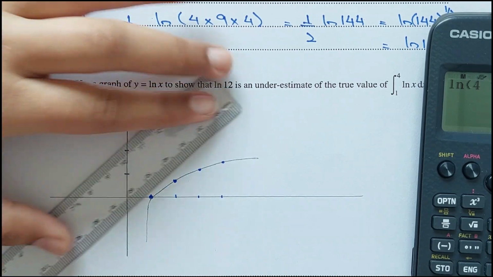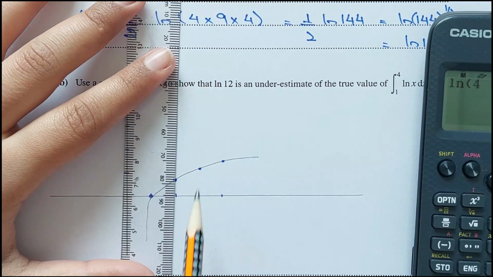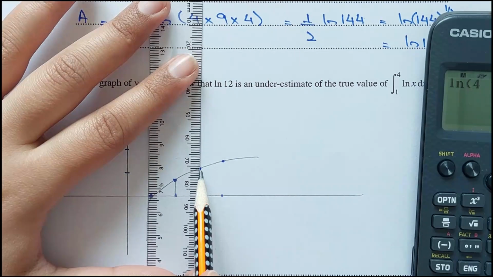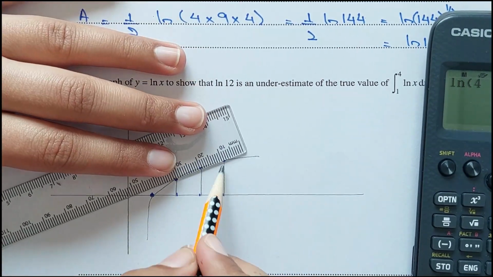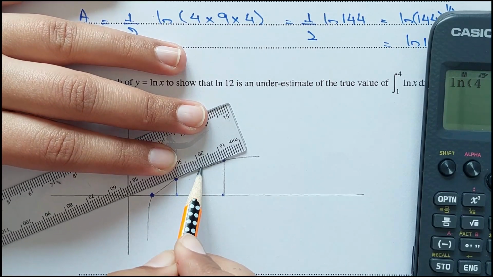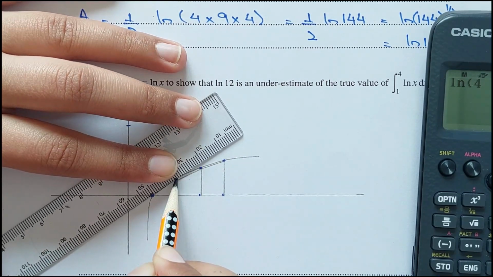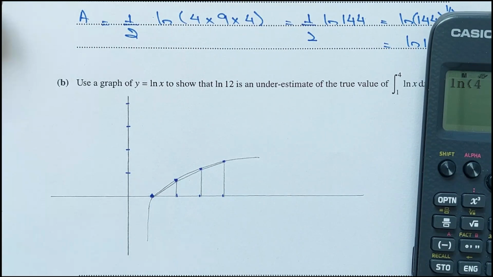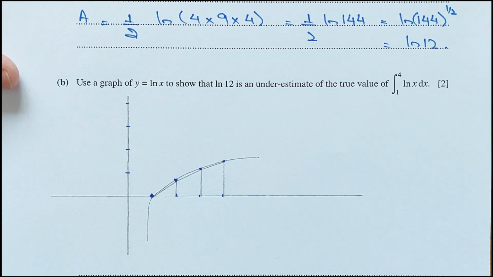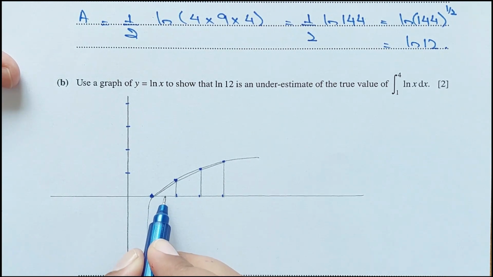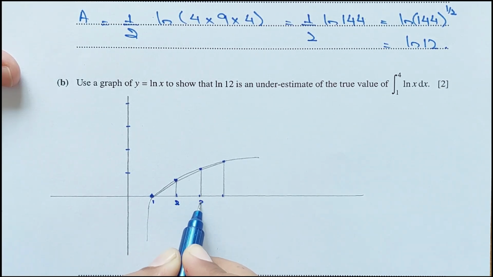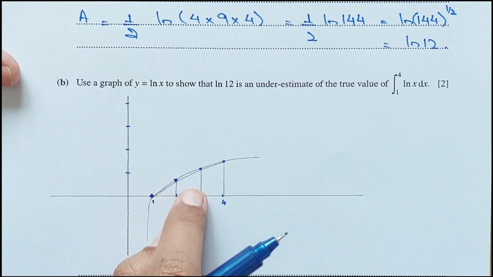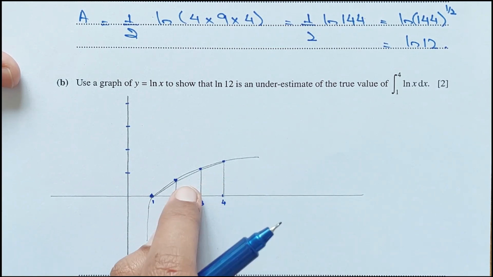So if we look at the trapezium, we are looking at 3 intervals, 1, 2, and 3. We have to find the area of each trapezium. This one for this trapezium and for this trapezium, right? Now the question is why this is an underestimate. As you can see, we are doing 3 intervals, so we have to find the area of these 3 trapeziums.